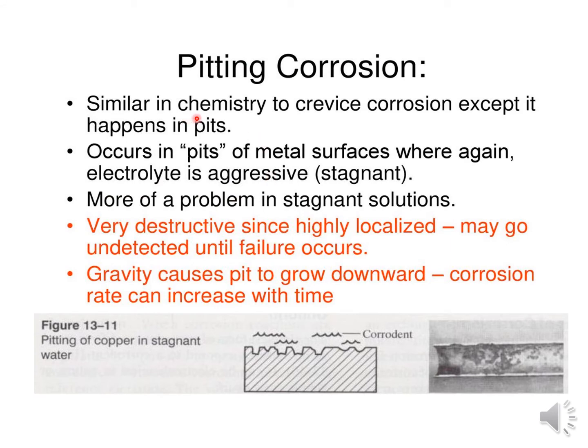It is similar in chemistry to crevice corrosion, except it happens in pits. Occurs in pits of metal surface where again the electrolyte is aggressive. More of a problem of stagnant solution. Very destructive since highly localized. May go undetected until failure occurs.